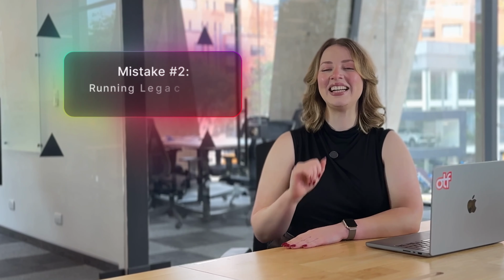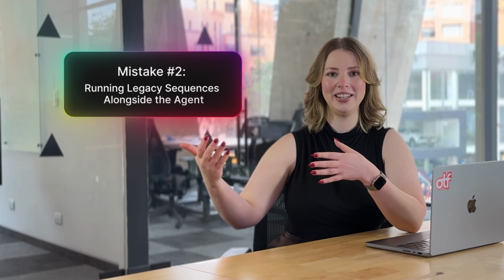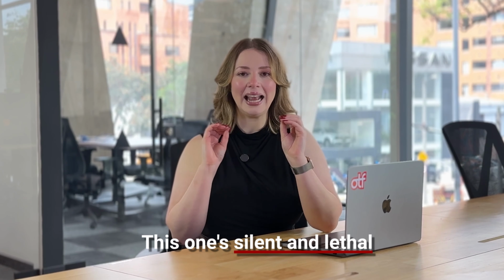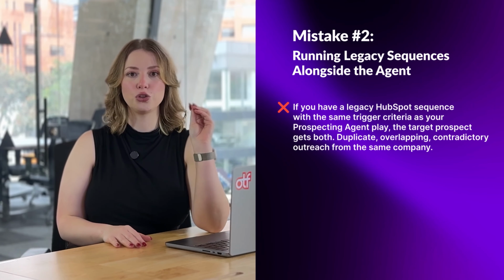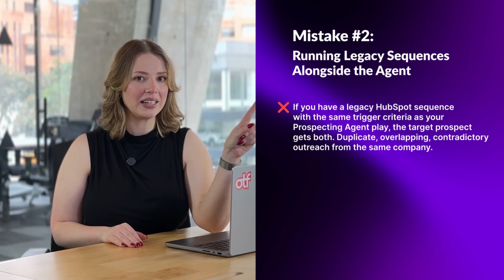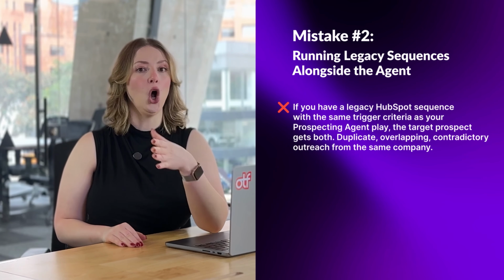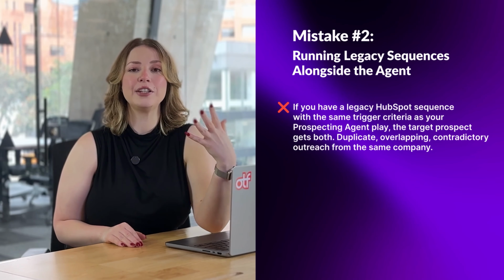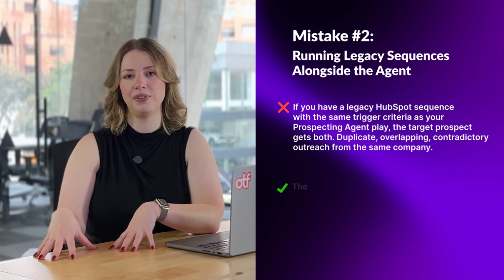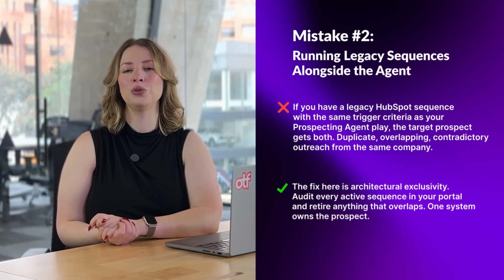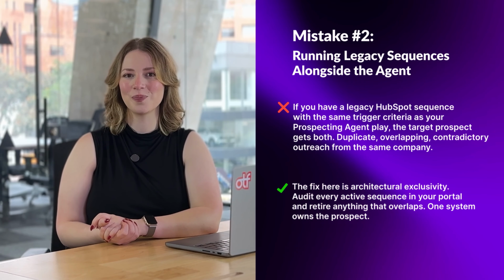Mistake number 2 is running legacy sequences alongside what your agent is already doing. This one's silent and lethal. If you have a legacy HubSpot sequence with the same trigger criteria as your prospecting agent, the target will actually get both communications. Overlapping, contradictory outreach from the same company. This looks like absolute chaos and is super unprofessional. The fix here is to review all of your current sequences and audit them.